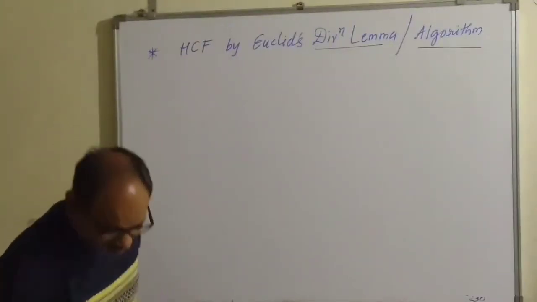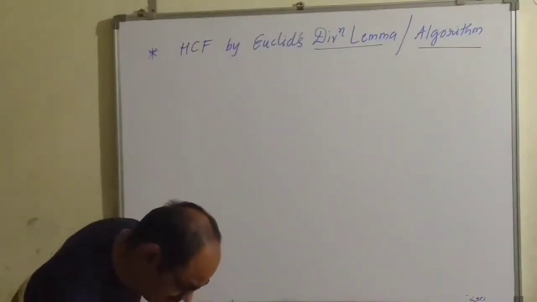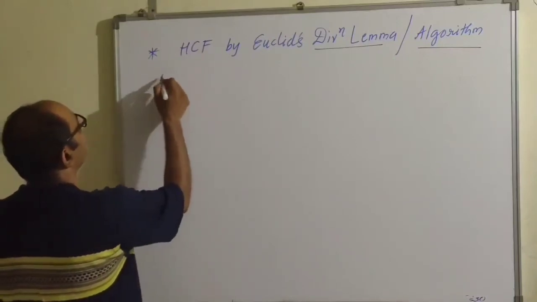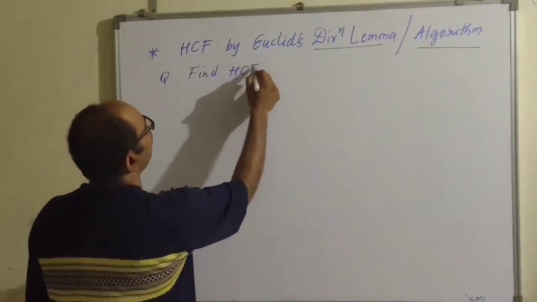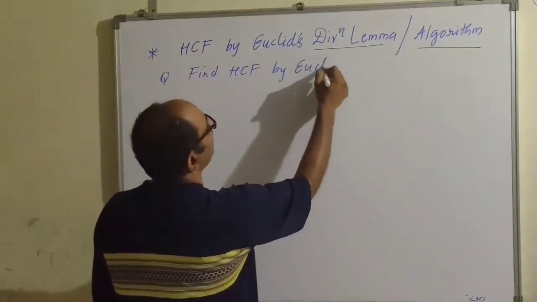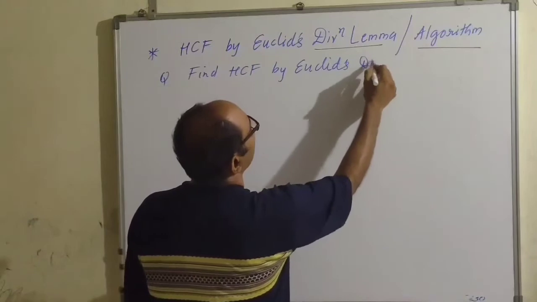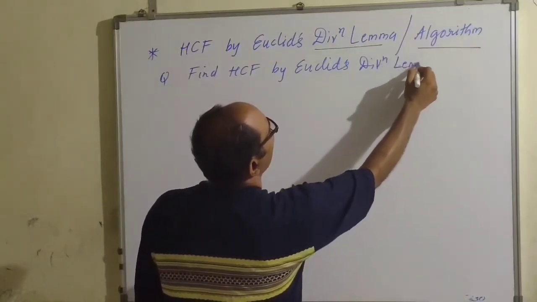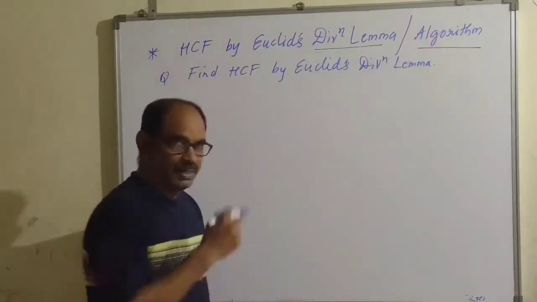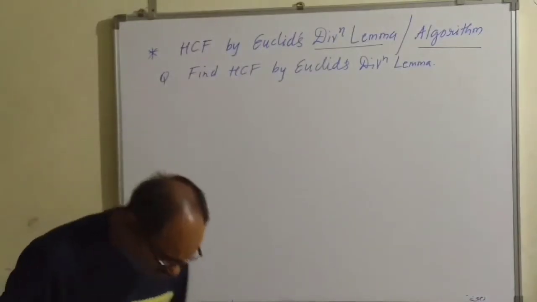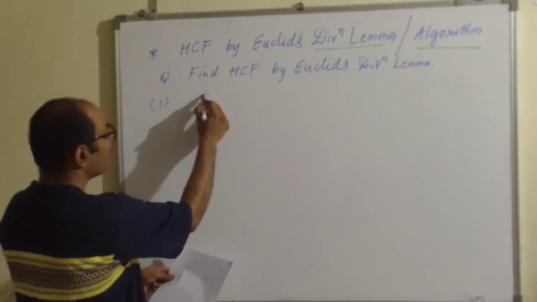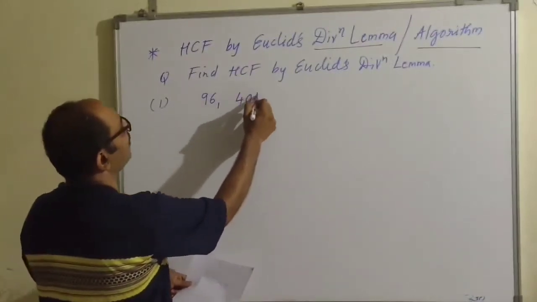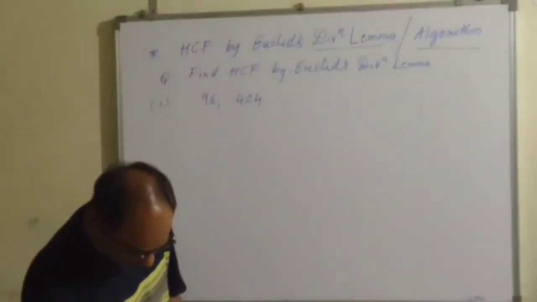Correct. Let's see the first number whose GCD we want to find, the HCF. Question: find HCF by Euclid's division lemma, or sometimes they say Euclid's algorithm. Okay, the first number is 96 and 404. Clear? Okay.